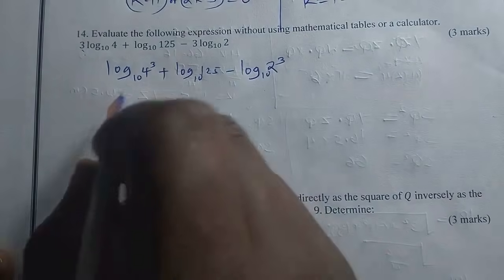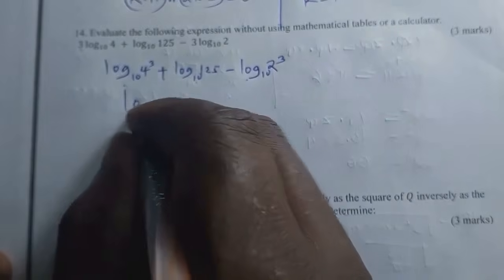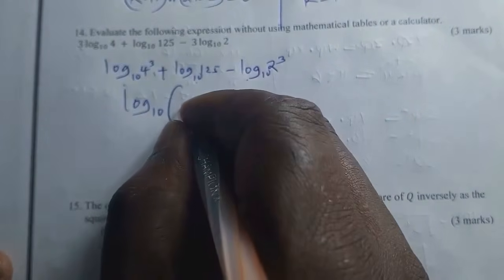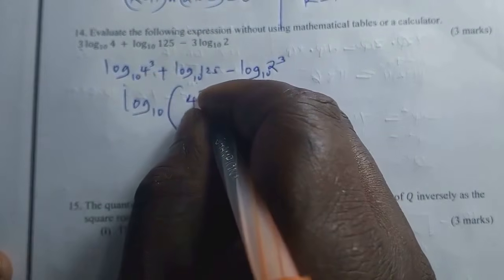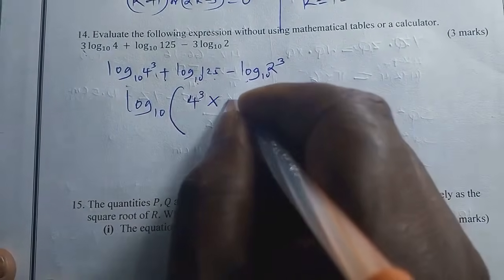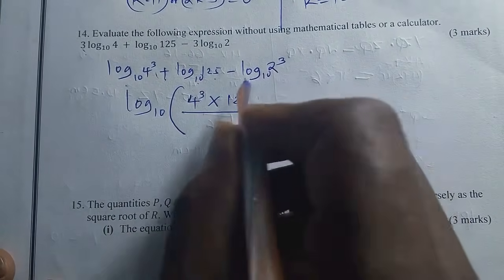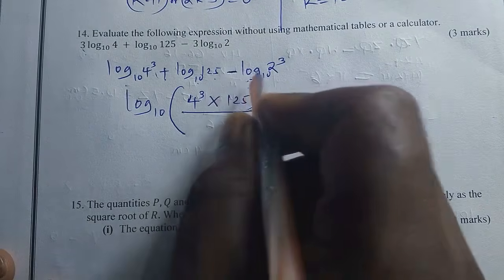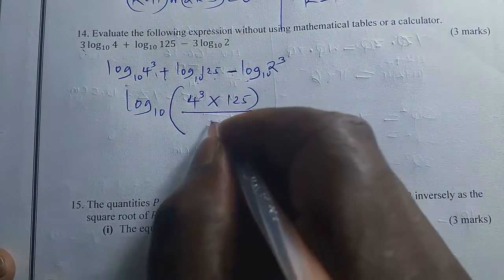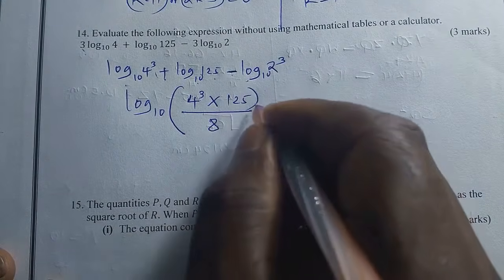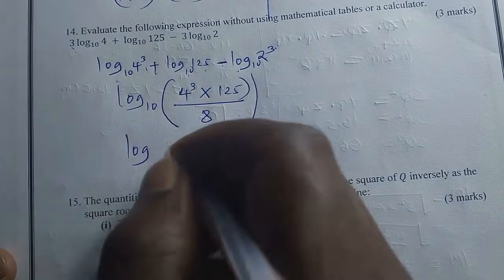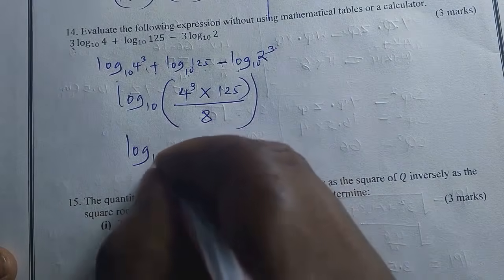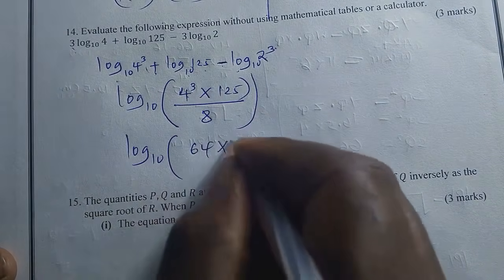When it is addition, it means multiplication, and the common factor is log. So log base 10 is the common factor, which is 4 raised to power 3 times 125, divided by, since minus means division, we divide by 8. 8 is 2 raised to power 3. This is the same as log base 10 of 64 times 125 over 8.